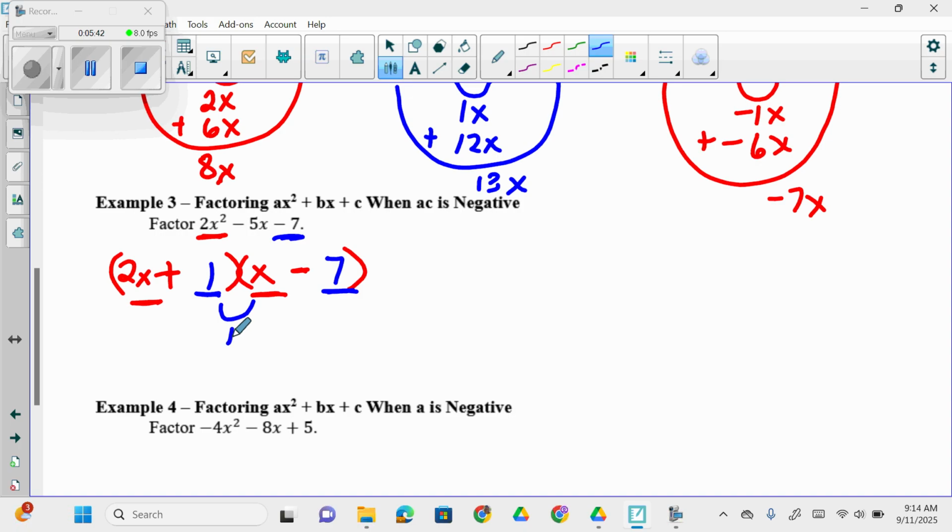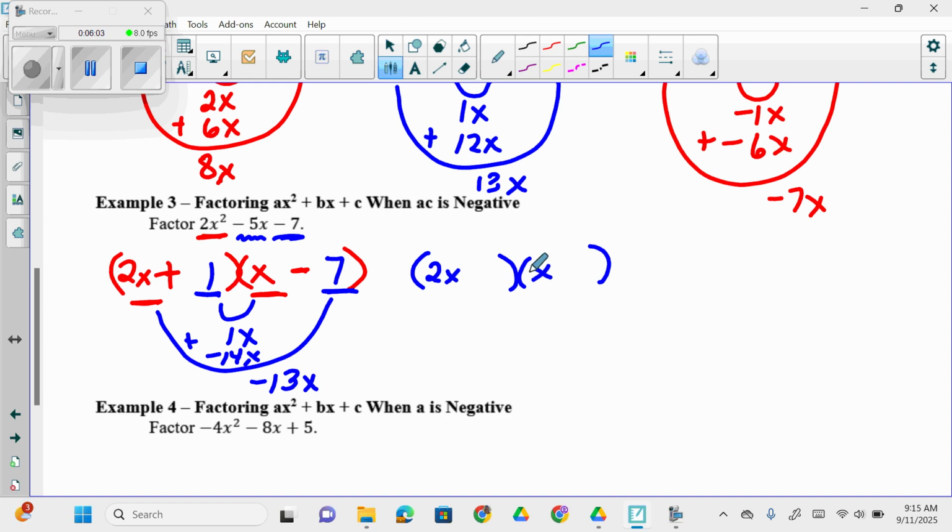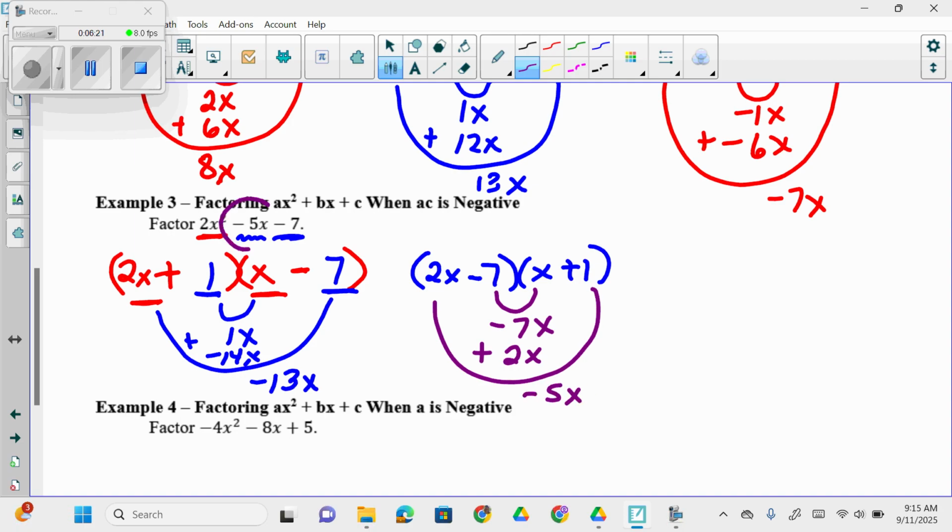So I make a smiley face and I multiply. I get 1x, negative 14x. I add it together, and that's negative 13x, which is not what I want. I want negative 5 in the middle. So I set up a new set of parentheses. I know it has to be 2x times x, but I'm going to switch the 7 and the 1 this time. My signs have to be different. And now I make my smiley face. Negative 7x, positive 2x, add it up, negative 5x. Got it. That was correct.